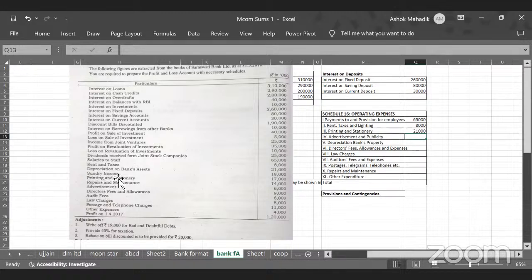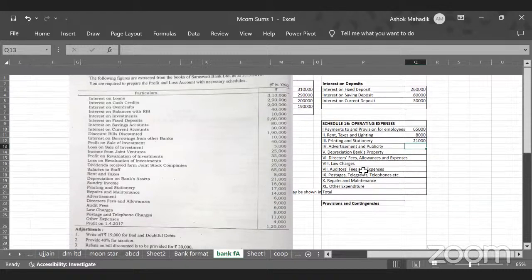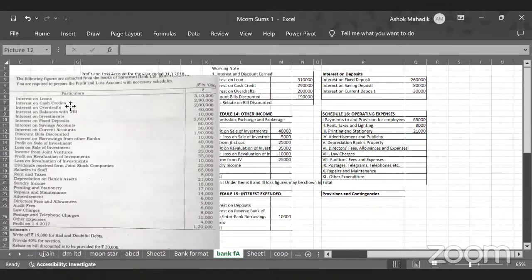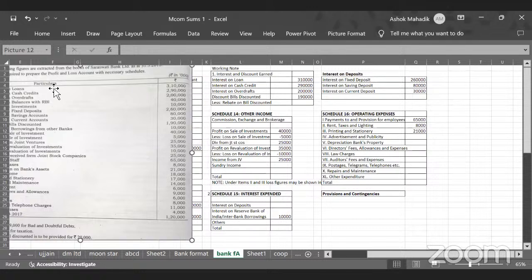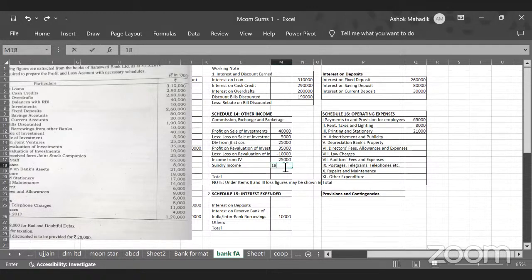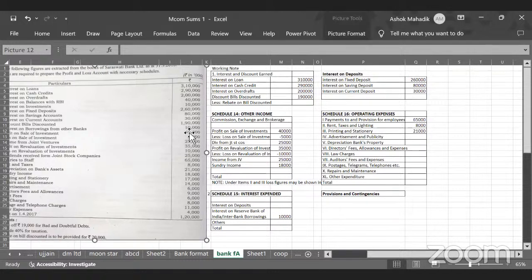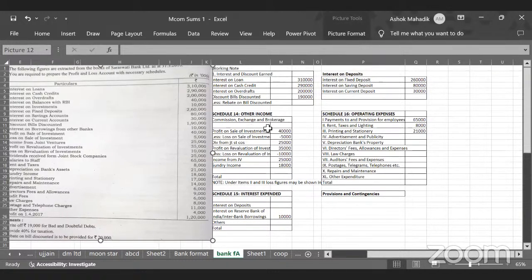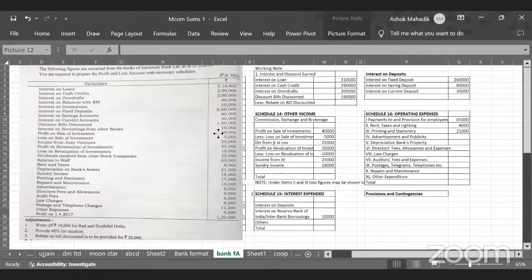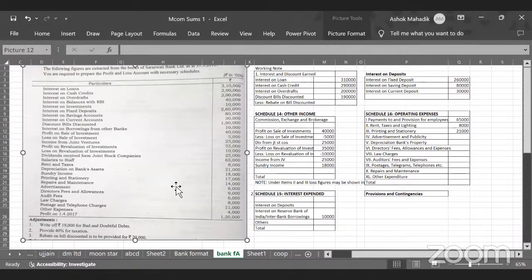Then sundry income. So this will be how much? 18,000. So schedule number 14, sundry income. I'll put 18,000 here. Just for the sake of convenience, I have shifted the question a little bit to the right-hand side so that we are comfortable with the size of the question.